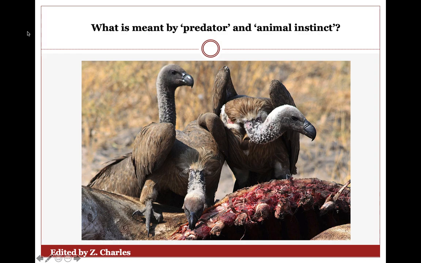The first one I want to look at is what is meant by predator and animal instinct. So, what comes to your mind when you hear the words predator and animal instinct? Perhaps pause this video, chat to somebody at home, maybe to a parent or guardian, or to a brother or sister, or maybe to a friend. Pause in between and discuss these questions. Next question.